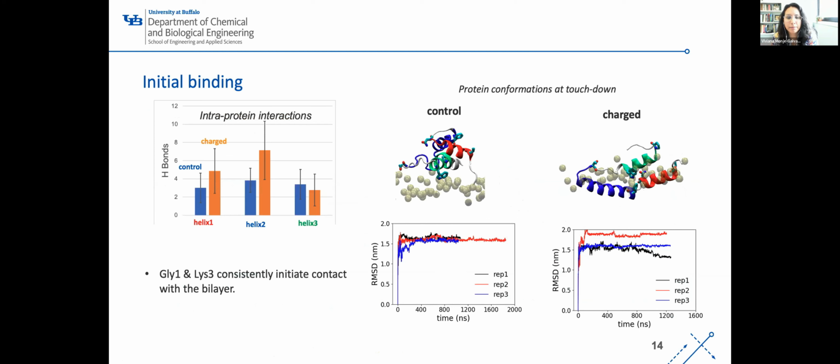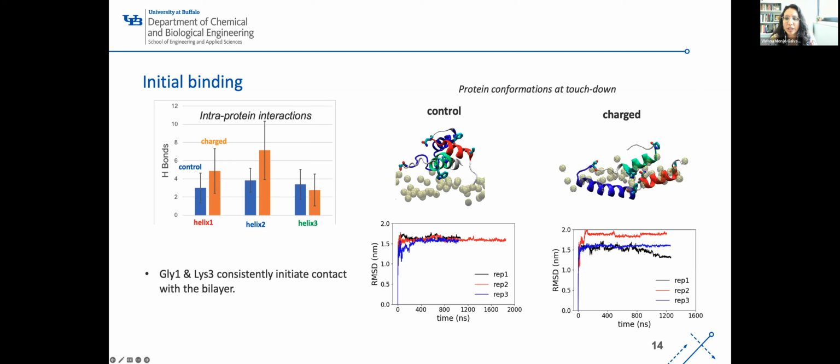So as a very first analysis, we looked at the initial binding of this protein. And we saw that in all of our replicas, we ran the simulation multiple times, again, to ensure reproducibility, the protein binds the membrane within the first 800 nanoseconds. We ran very long atomistic simulations, two microseconds, which is considerably long for this type of system.